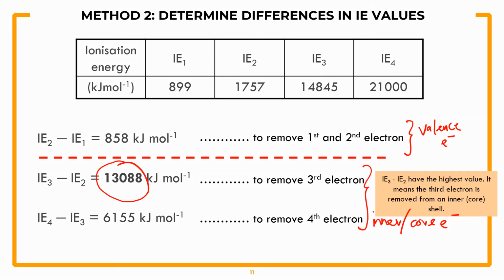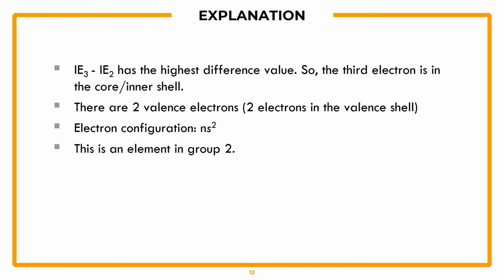So again, dalam bentuk ayatnya, you have to write as: IE3 minus IE2 has the highest difference value, so the third electron is located in the core or inner shell. Okay, so there are 2 valence electrons in the valence shell. Electron configuration will be ns2, and this is an element in group 2. So ini adalah kaedah differences.